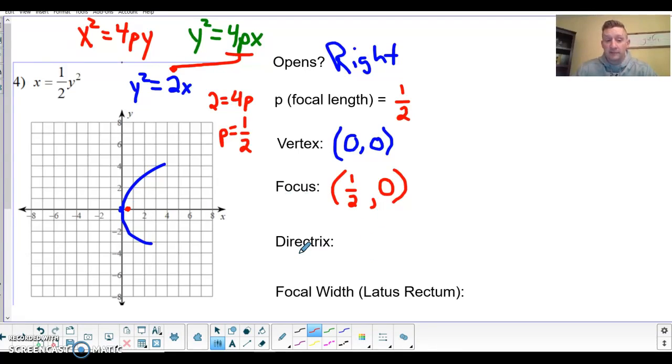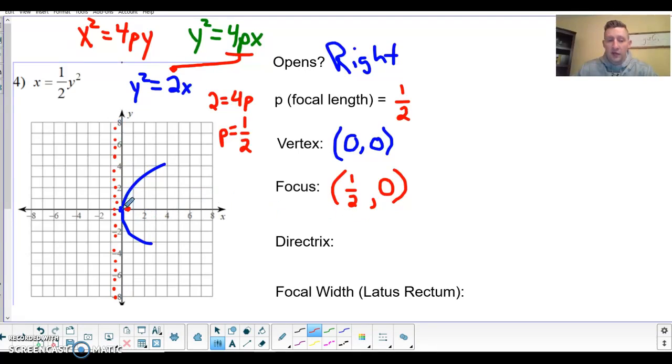My directrix then, I'm going to go 1/2, the focal length, but in the other direction. So if I went 1/2 to the right to get to the focus, I'm going to go 1/2 to the left to get to where the directrix is. Now remember, the directrix is going to be a line, and that line is going to be perpendicular to the axis of symmetry. Okay, the axis of symmetry would cut the parabola in half. If the parabola opens to the right, the axis of symmetry would look something like this. Okay, I'm not going to draw it so I don't confuse you. But the directrix is going to be perpendicular to that.